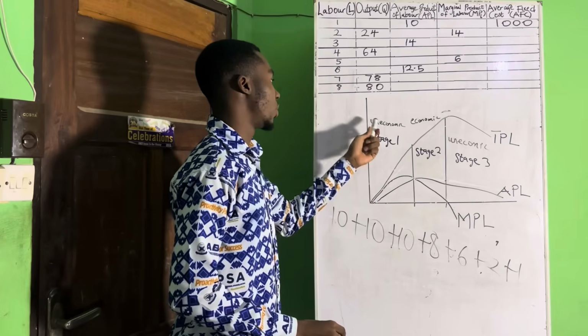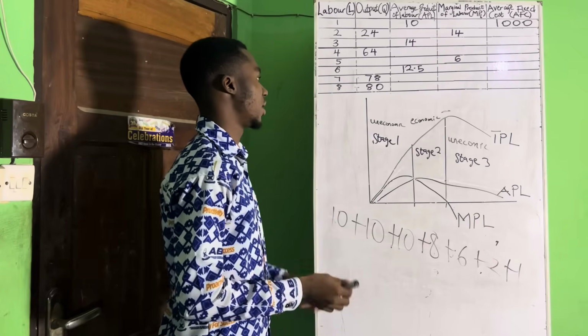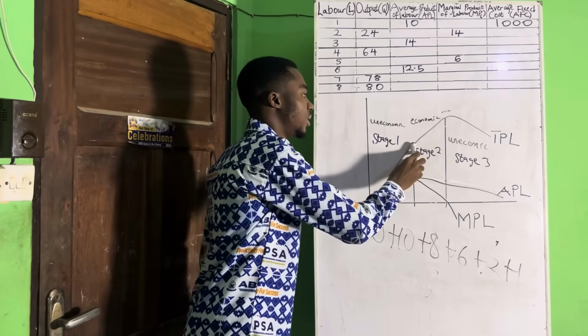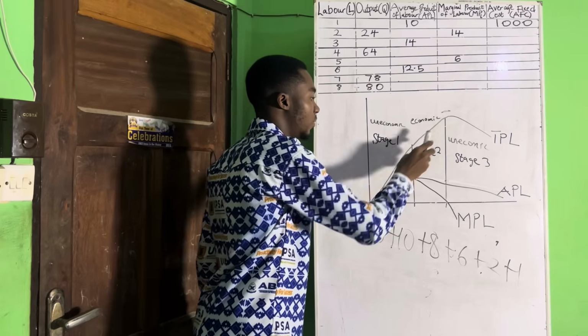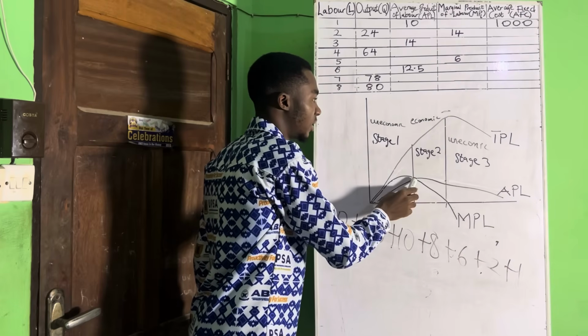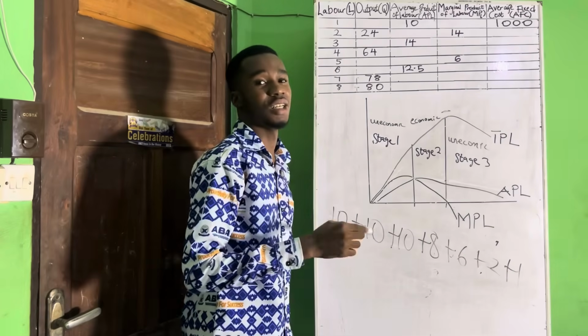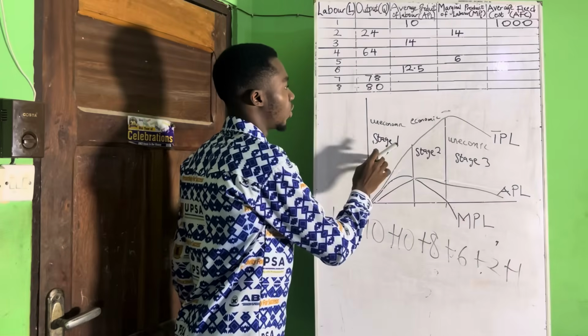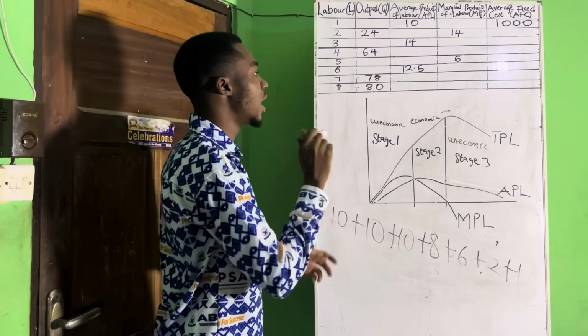So stage 1 is uneconomic, so you don't produce there. Why? Because total product of labor hasn't reached its highest point. You get it? Even though marginal product of labor has reached its highest point, there are still resources here to be utilized, so it is uneconomic. Stage 2 is the only economic one here.